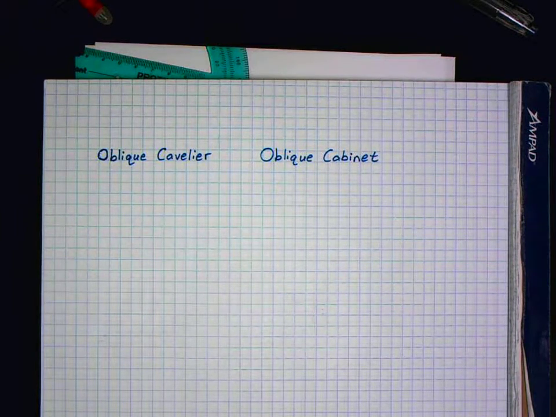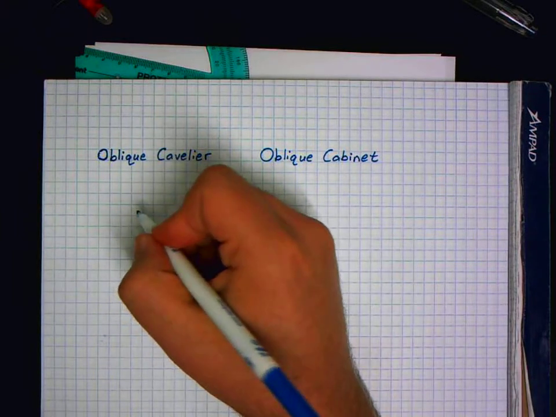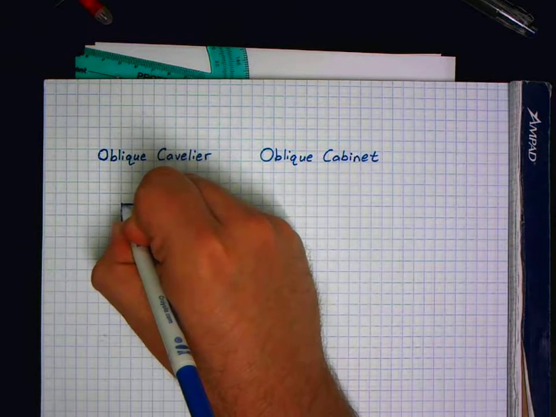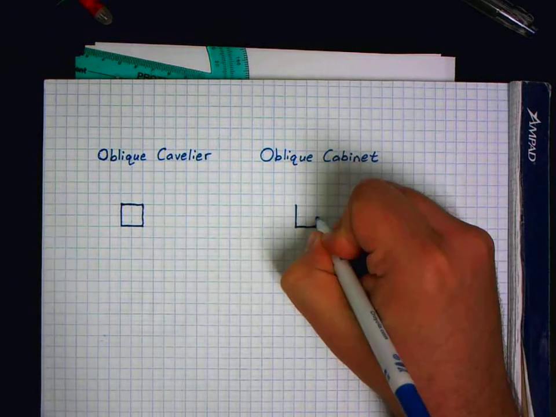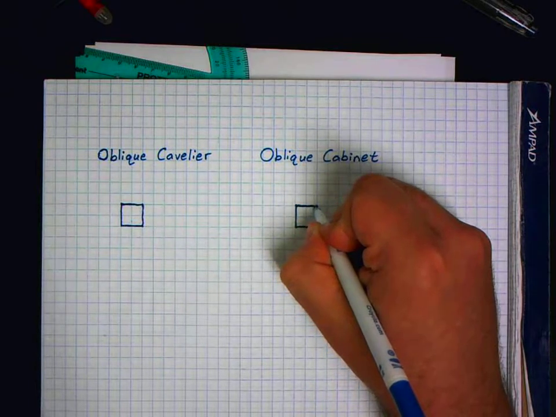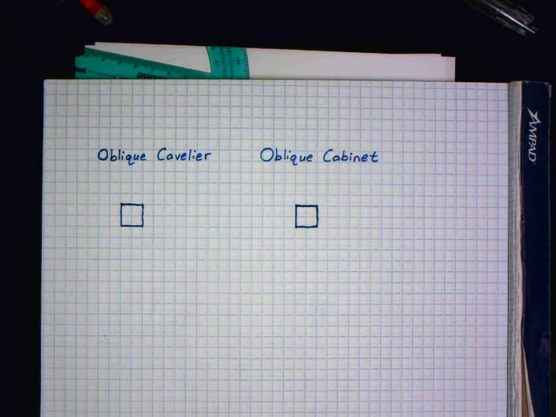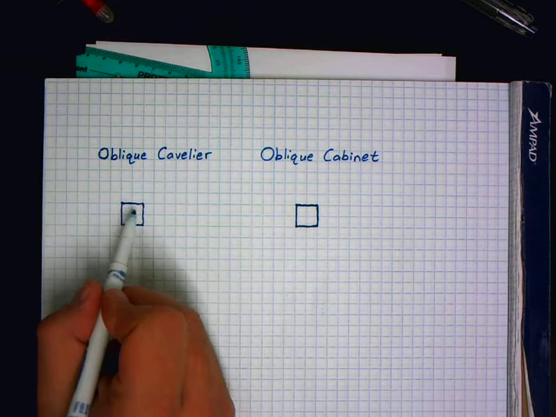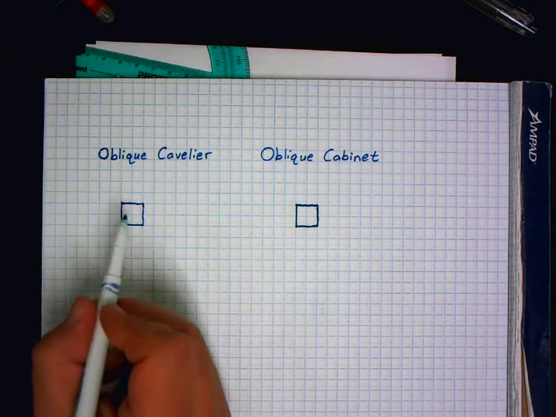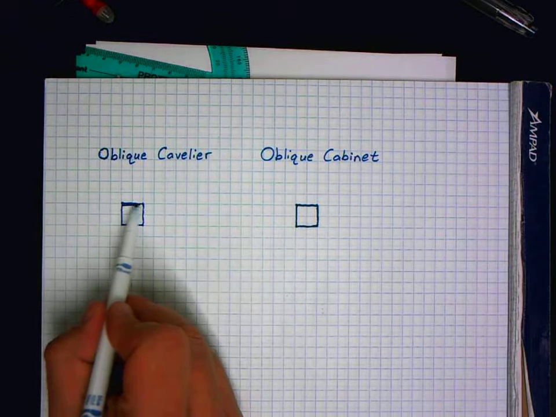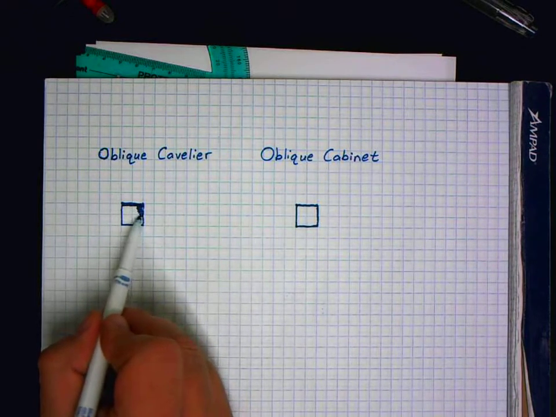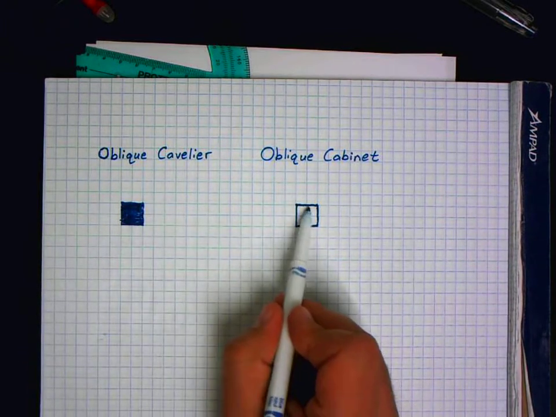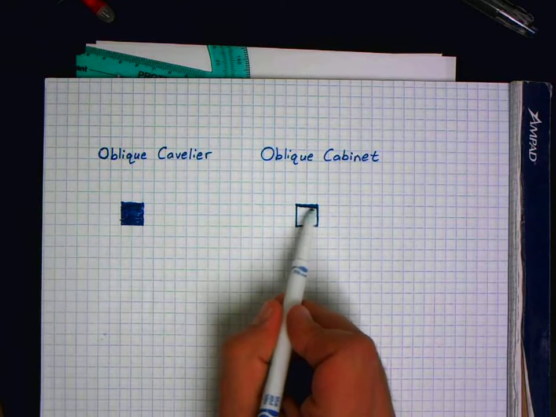Oblique cavalier. Well, here, let's start like this. First of all, like this. I'm just going to draw one cube. So it's 2 squares by 2 squares. Both of them are going to start off like that. The difference has to do with that math happens.